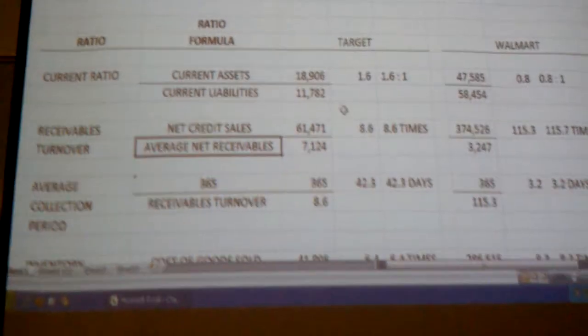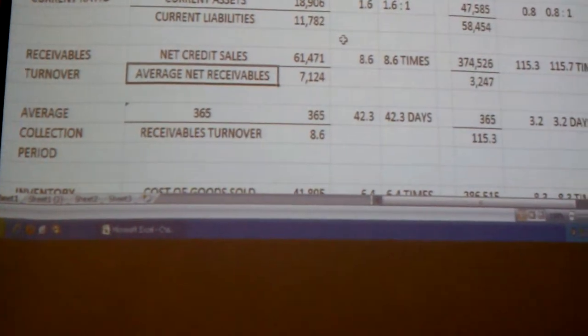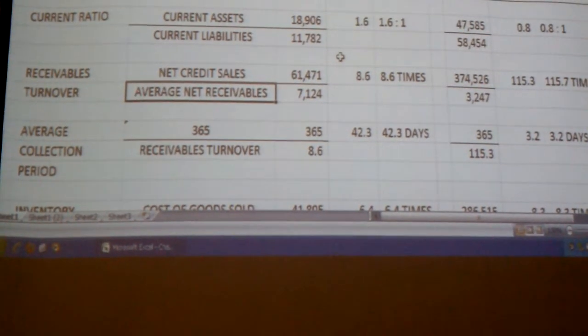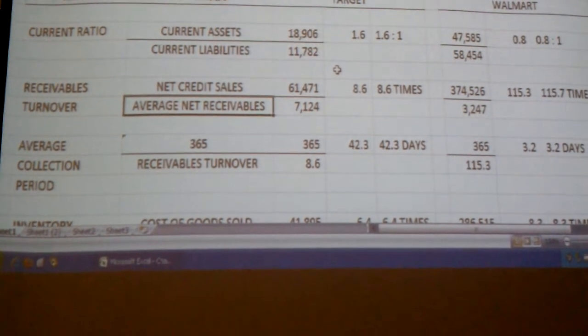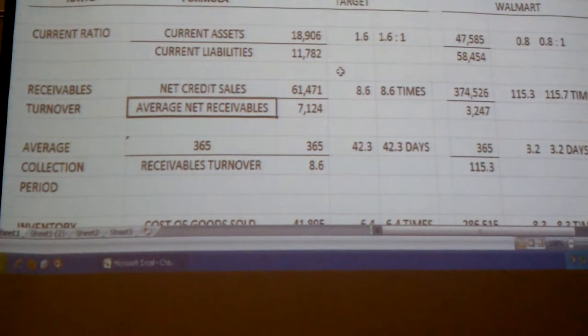Again, we were given average net receivables, but in your projects you will not be given average net receivables. You're going to have to do this that I described earlier. Set up a reference down below to explain how you got those numbers.